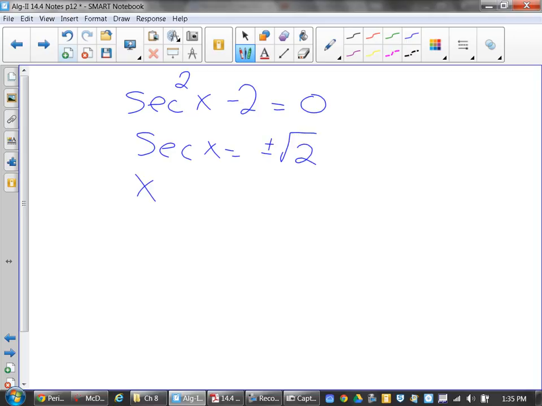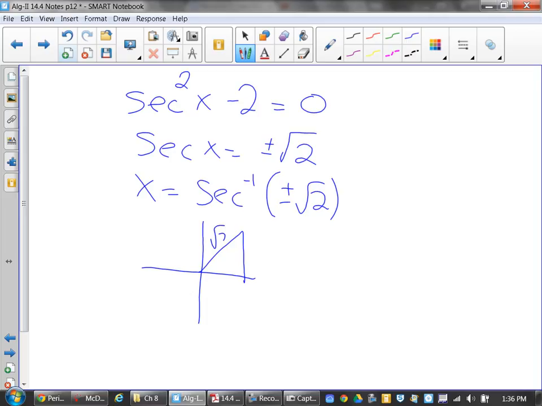So what angle gives me the secant value of plus or minus root 2? 45. So place it. Secant is your hypotenuse over adjacent. So if my hypotenuse is root 2, that means my adjacent is 1. So what's my angle? 45. So in this case, it's going to be a pi over 4.